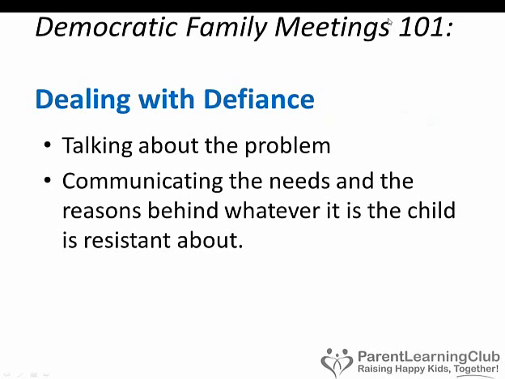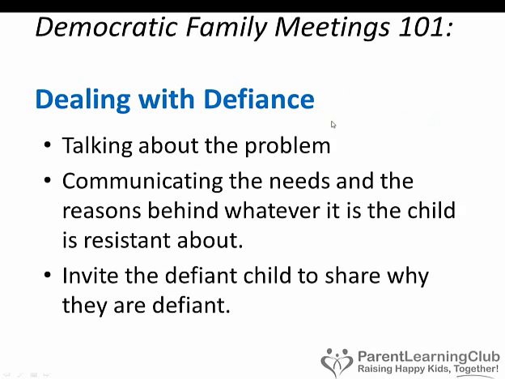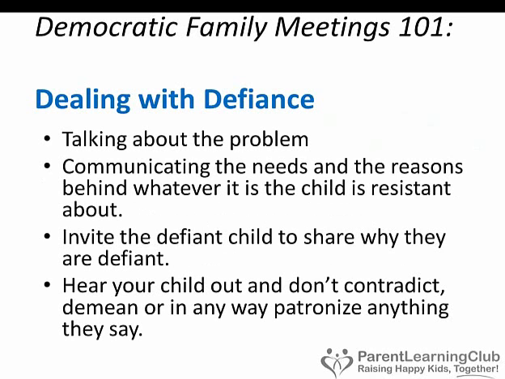So the next thing is that we invite the child to share why they're being defiant. After you open the floor to the problem, you communicate the needs and the reasons behind the issue. For example, with homework, we talk about the need to complete it because the teacher expects it, and the child needs to learn how to read and write, etc. And then we invite the defiant child to share why they're having a problem with this, why they're defiant with us. The next point is really important. We want to hear the child out.